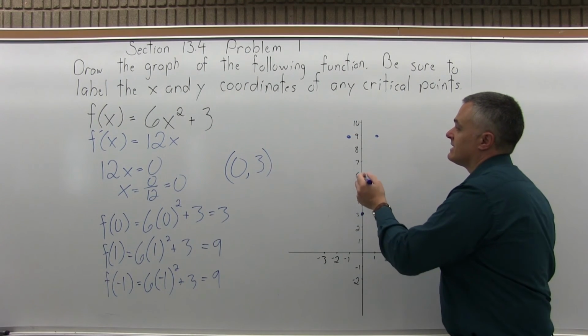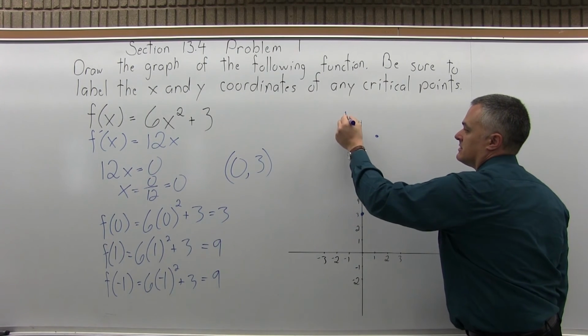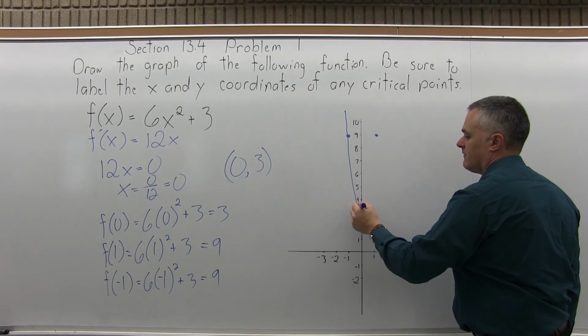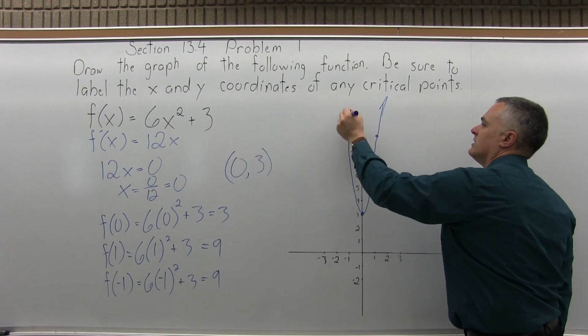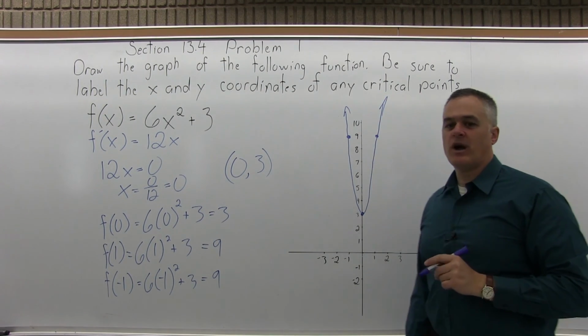So step 7 is to connect the dots. So it comes down, flattens out, goes back up through the other dot, and it will continue in that direction forever on either side.